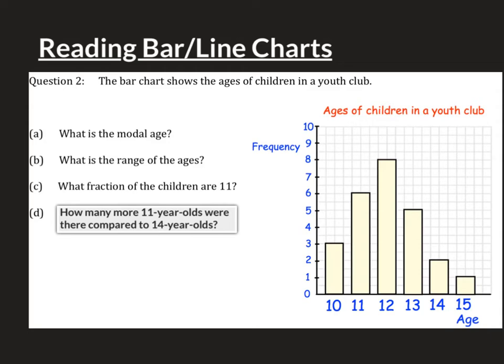Hi Year 7, so we've done some drawing of bar charts and now we're going to be looking at interpreting them. So here we've got an example. You don't need to worry about copying it down because there'll be a lot to take into your book. This is a bar chart which shows the ages of children in a youth club. So let's just look at these basics now.